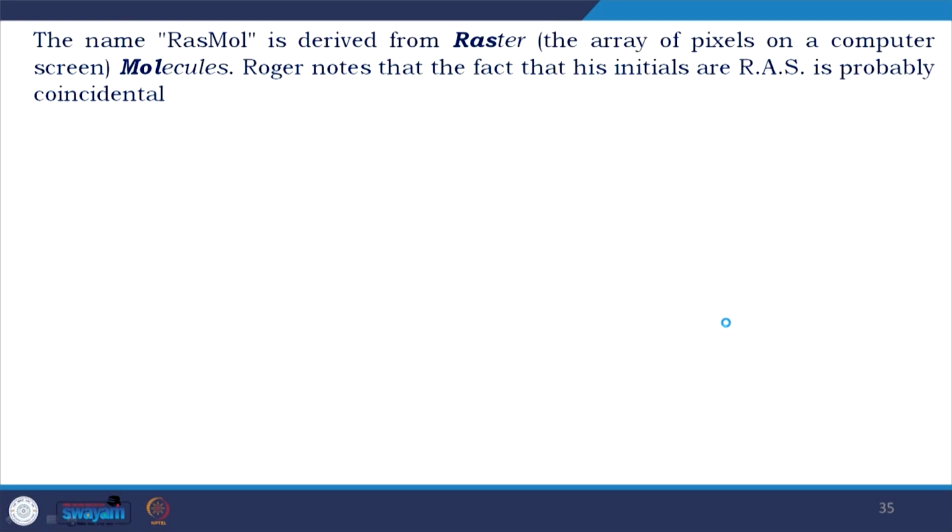Why RASMOL? The name RASMOL is derived from raster, the array of pixels on a computer screen, and molecule. So, raster molecule, RASMOL, and Roger specifically mentioned that his initials, which are RAS, are probably coincidental.